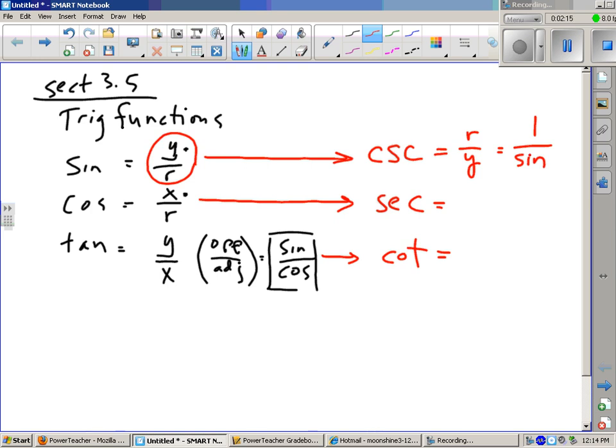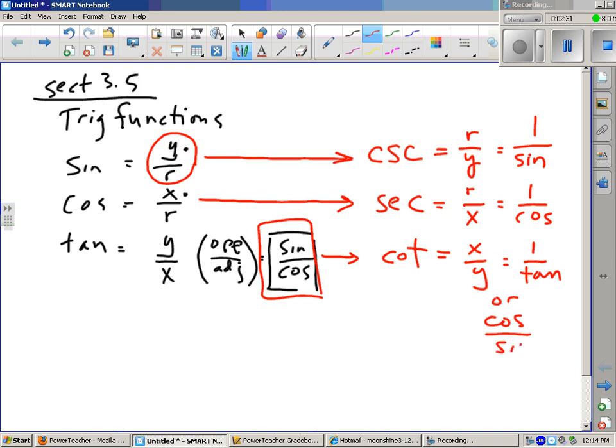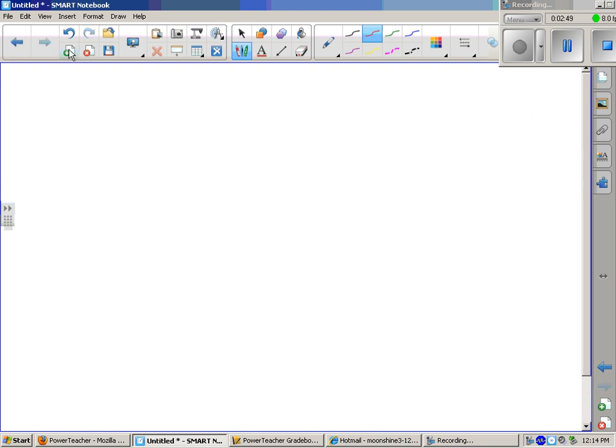Okay, secant then would be r over x, or 1 over the cosine. Cotangent is x over y, or 1 over the tangent. Or, because of this right here, you could say it's cosine over sine. So, they're evil because we don't have buttons and they're a little more difficult to use, but when you do it on paper, if you can get sine, cosine, or tangent, you can figure the other ones out just by flipping them over.